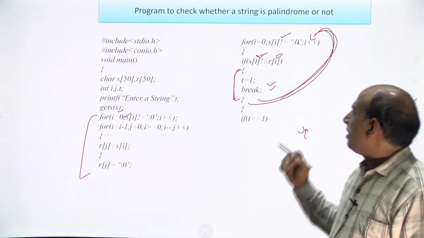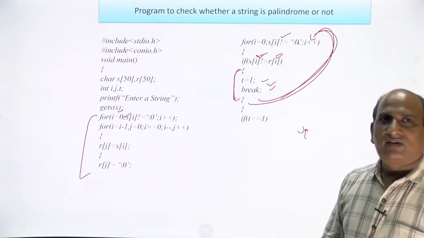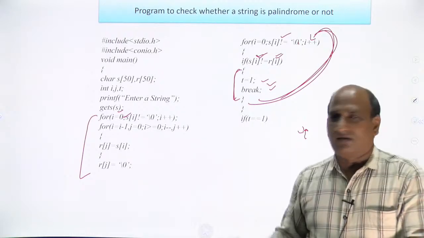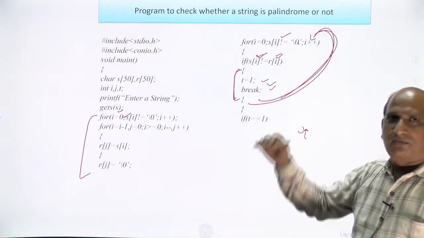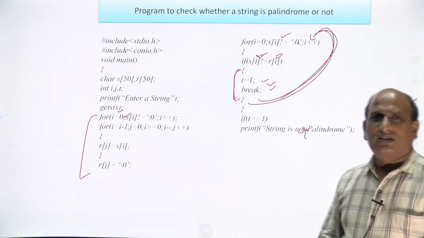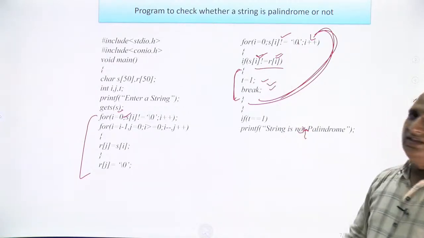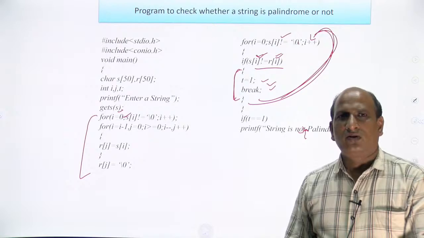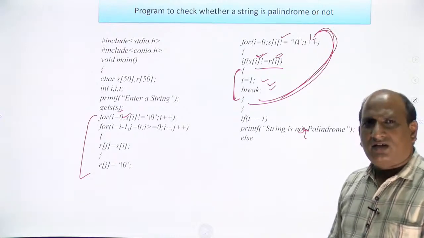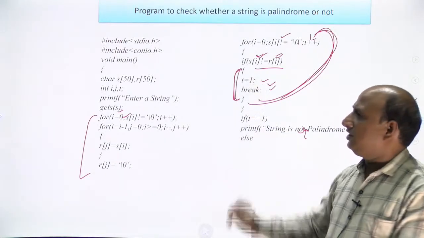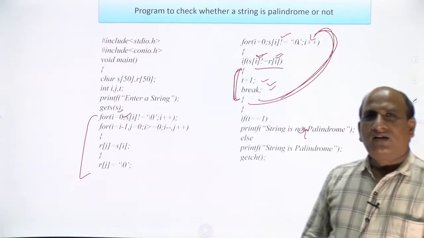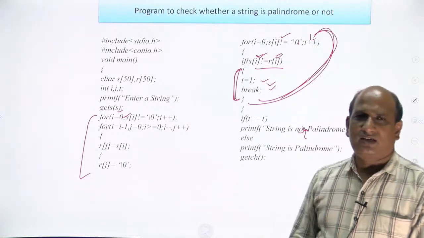In that situation, this t will become 1, otherwise initially it is 0, and after t becomes 1, break will jump the control outside this for loop. After that we will check if t becomes 1, meaning the string is not a palindrome, because this situation arises at some character. But if t is not equal to 1, meaning this situation does not arise any time, in that situation the string is a palindrome. So this way we can check whether a string is palindrome or not.